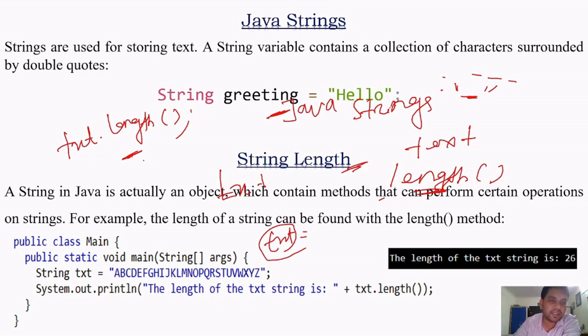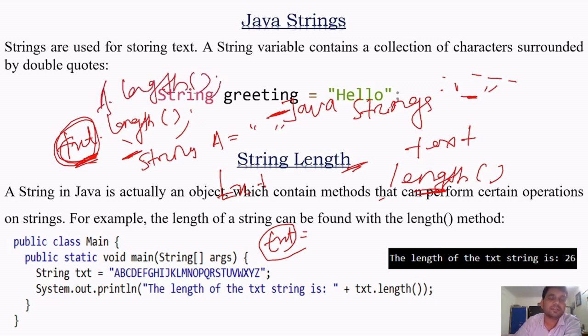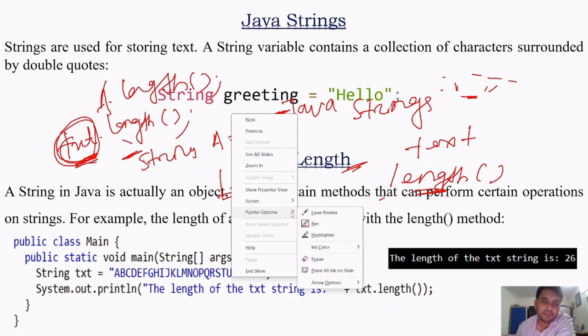You can directly write it, but it is better to assign it to a name. Like string a is equal to something, so we can write a dot length. So once you write a dot length, the Java JVM will understand that the user wants to know the length of the string.